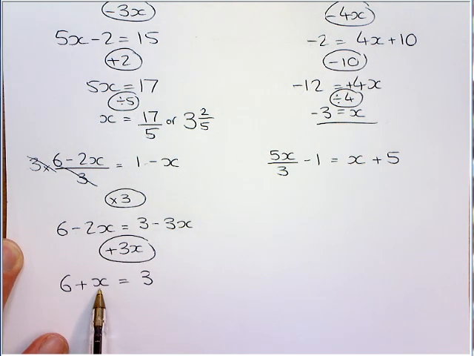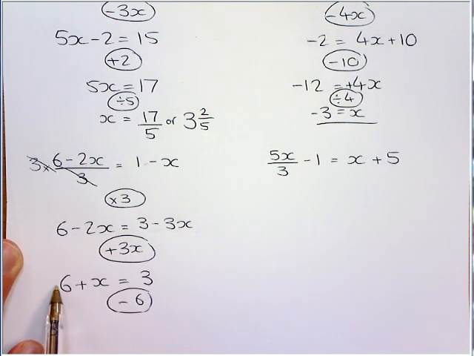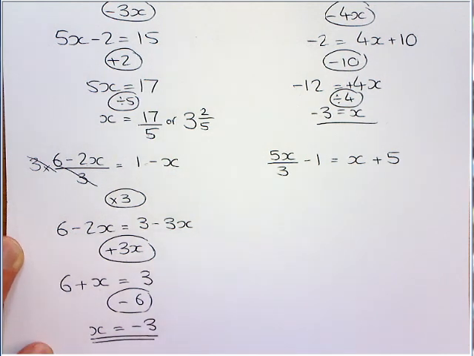Now the letters are on here, the numbers need to be on this side, so this one's in the wrong place. So I need to take away a 6 because this is a positive 6. And x will equal negative 3.